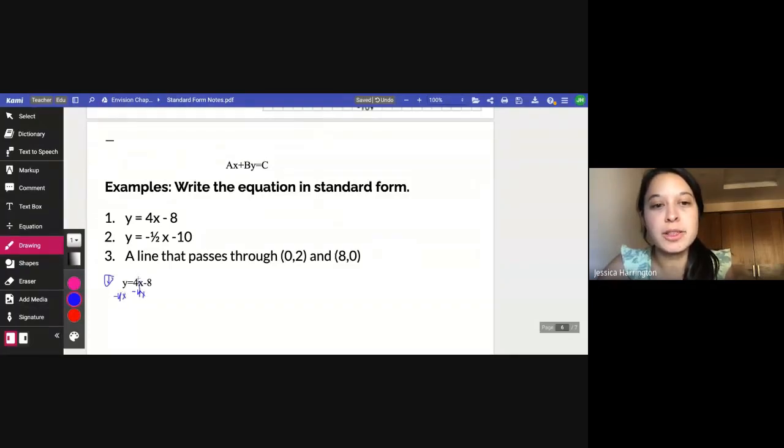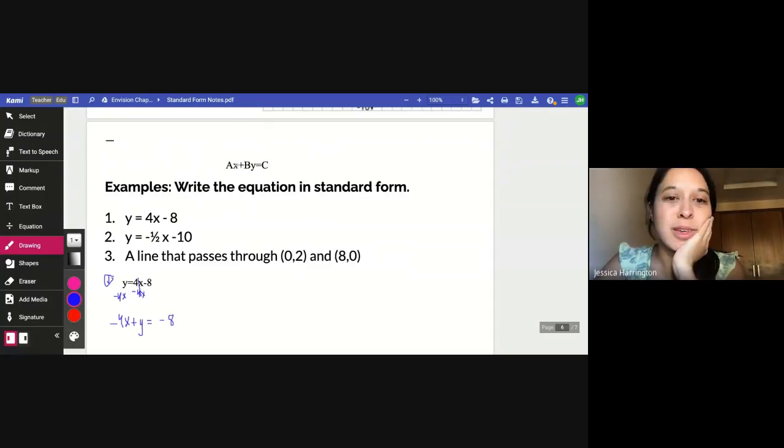So now it's gone on this side. And what do I have over here? I have negative 4x plus that y is still there, equals, so what's left on the other side? A minus 8. So that's it, we're done. It's in standard form. ax, there's ax. by, there's by. B is just a 1. And c is negative 8. So that is standard form right there.